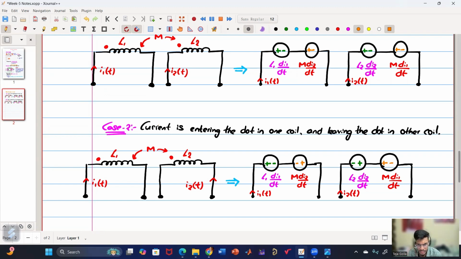Basically, in the above case, the mutual inductance polarity will be the same as the self inductance because current is entering the dots. Whereas in the below case, one is entering, one is leaving, so it will be opposite of the polarity of the self inductance. So first, always write the self inductance polarity, and then see whether the mutual inductance will have the same or the opposite polarity, depending upon whether the current is entering the dots in both coils or entering the dot in one coil and leaving the dot in the other coil.